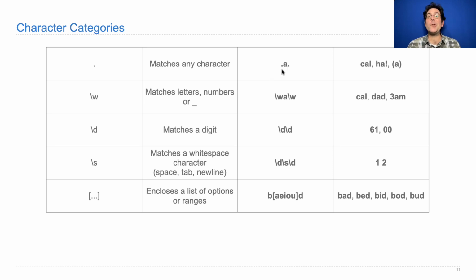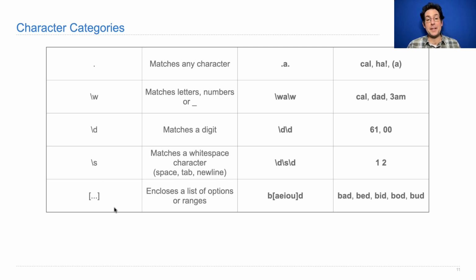If you'd like to constrain what can be matched, not just to any character, but to letters, numbers, or underscores, you use \w. So this would not match Ha exclamation point, but would match 3 a.m. or Dad. \d describes a digit. \s describes any white space character, including a space, or a tab, or a new line. It doesn't match 2 spaces in a row. You'd need to write \s\s to match that, but it will match any kind of white space.